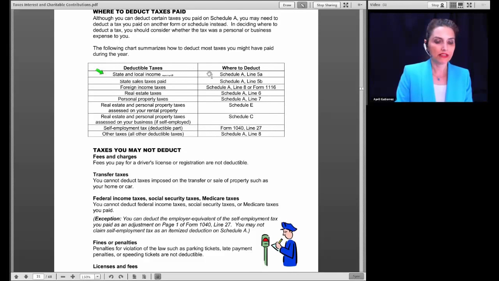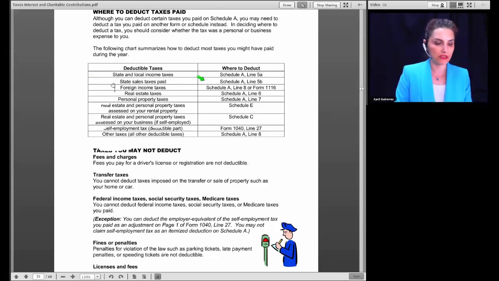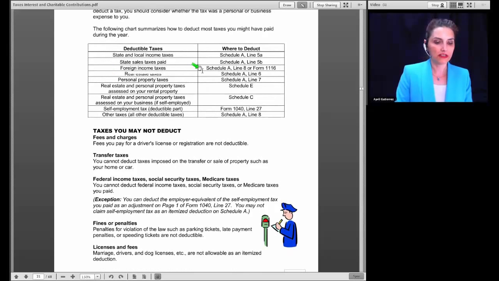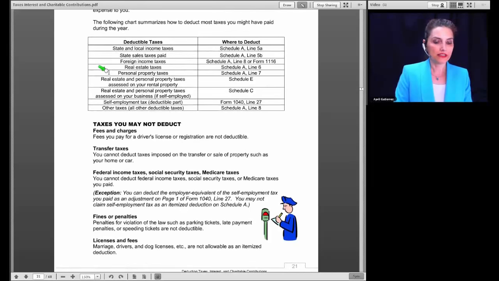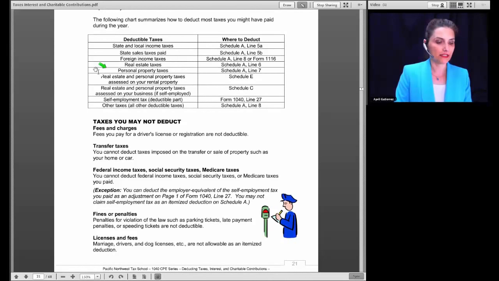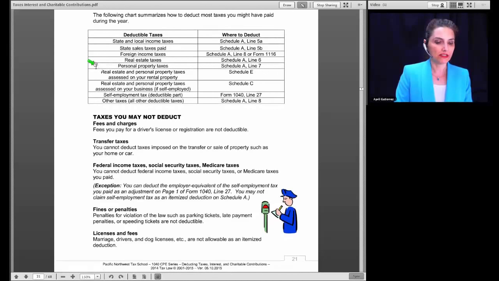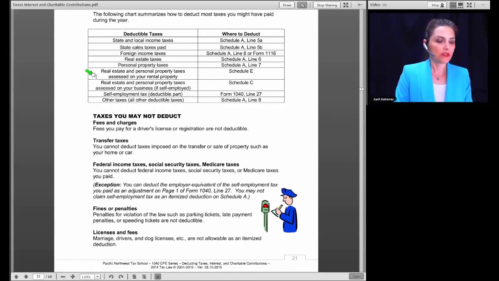State and local income taxes are deducted on Schedule A, line 5A, and sales taxes are deducted on Schedule A, line 5B. Foreign income taxes are deducted either on Schedule A, line 8 or on Form 1116. Real estate taxes are deducted on Schedule A, line 6. Personal property taxes are deducted on Schedule A, line 7. Real estate and personal property taxes that are assessed on your rental property are deducted on Schedule E, and real estate and personal property taxes assessed on your business are deducted on Schedule C.